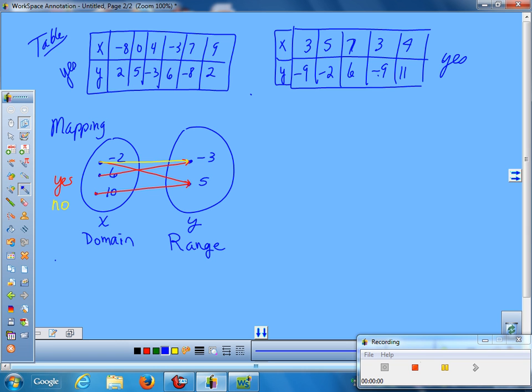So in this case, if I said to you, using this mapping over here, to write me the domain, what x-coordinates are in the domain? Yeah, so you would list the domain as negative 2, 6, and 10, and you would list the range as what? Negative 3, 5. Yeah, it's that simple.